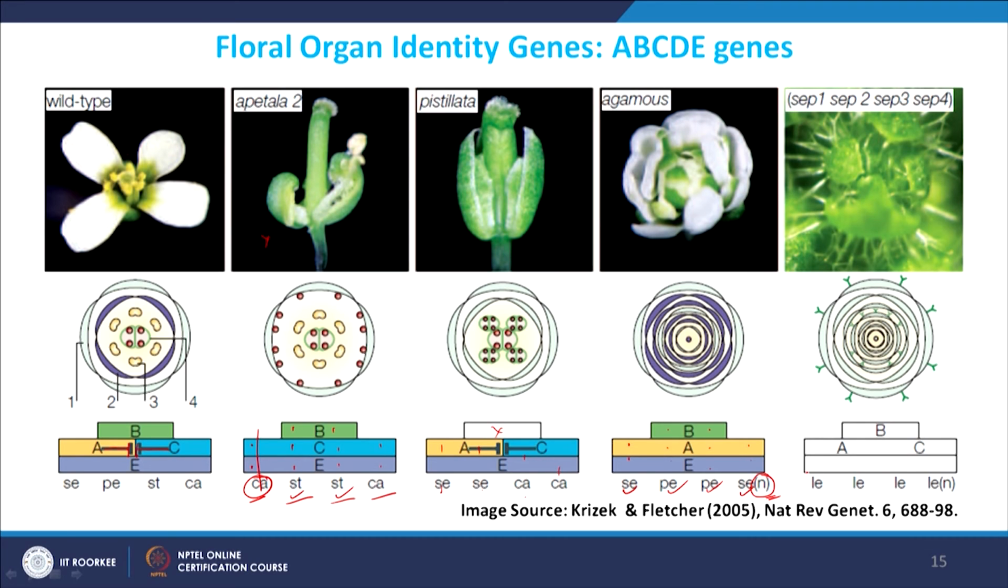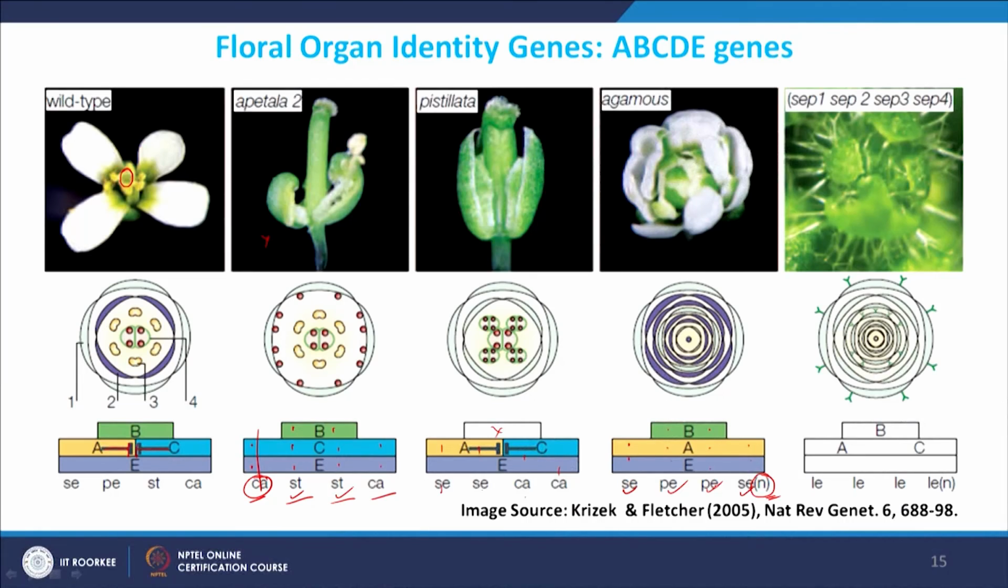determinacy is lost. So, normally what happens in the wild type, when your final organ, which is carpel, is made, the organogenesis is stopped, and that is called the state of determinacy. But C is ensuring that determinacy. If you do not have C class genes, apart from the floral organ defect pattern, you also see a loss of floral determinacy.